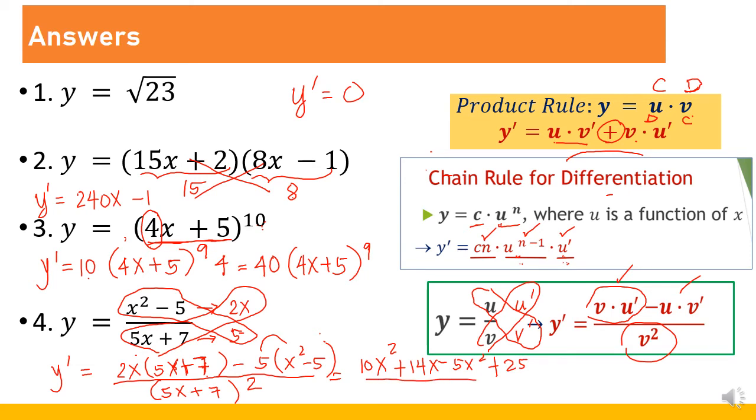All over the same thing. We need not square the denominator. We just leave it in the squared form. Okay? So simplifying the numerator further, 10 minus 5 is 5x squared. 14x. Okay, and then lastly, we have minus 25, yung constant term natin, all over the square of 5x plus 7.